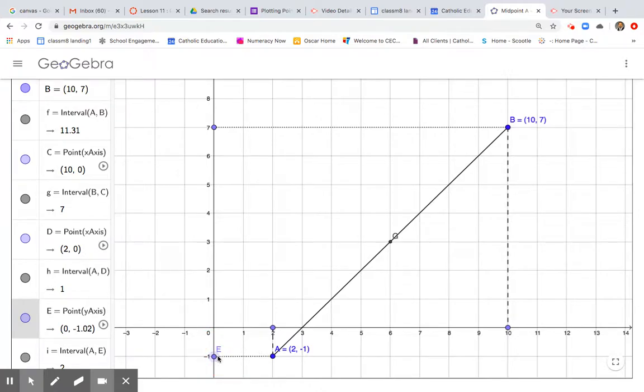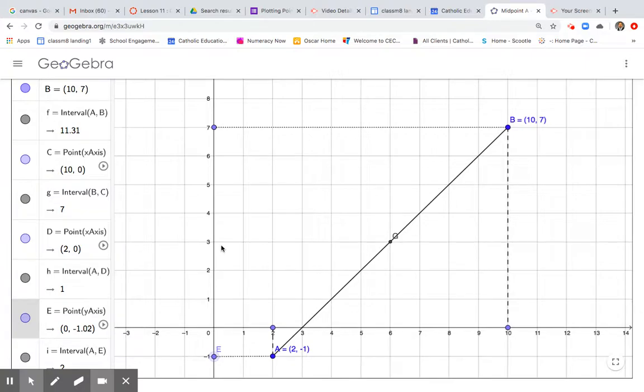So last one, we want the midpoint of this. In terms of the x's, we're going from 2 to 10. So 2 plus 10 is 12. Divided by 2 gives us the 6. That's where we get the 6 from. And where do we get the 3 from? Well, it's going from -1 to 7. So 7 minus 1 is 6, and divide by 2 is 3.